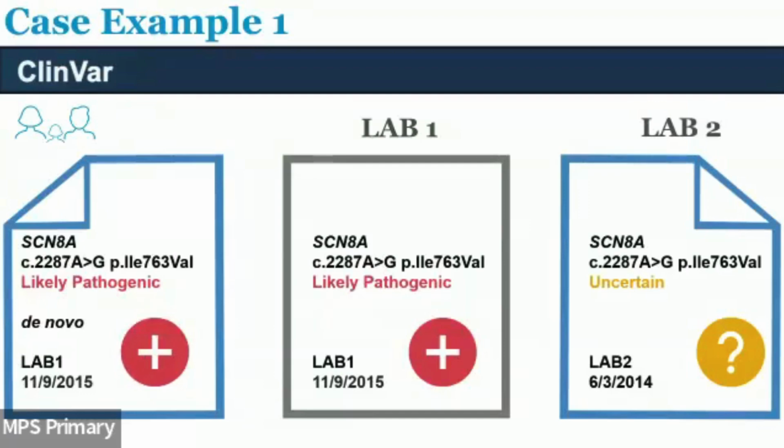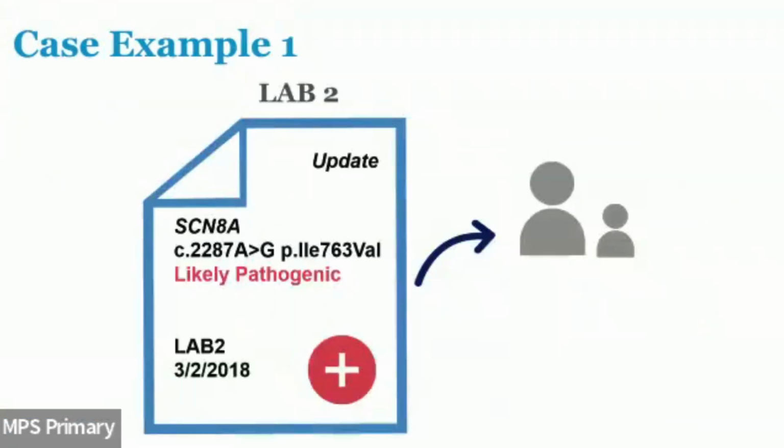The second submission was from Lab 2, another laboratory that identified the variant. At the time that Lab 2 submitted to ClinVar, they had classified this variant as uncertain. That lab did not have enough information to understand the impact of this gene and didn't have enough information to know if this would be a likely explanation for their patient's symptoms. After our submission, Lab 2 reached out to our team to ask for more information about our participant and confirm that the variant was de novo for their patient, and they were unable to perform that family testing.